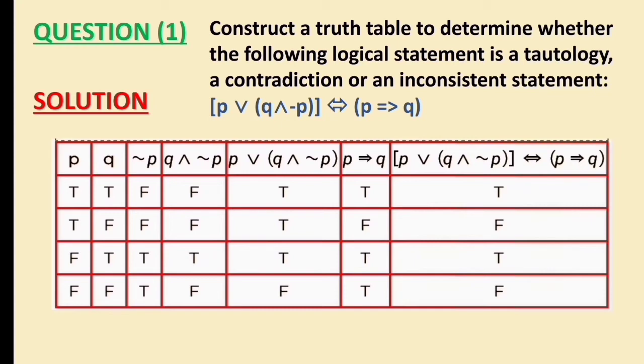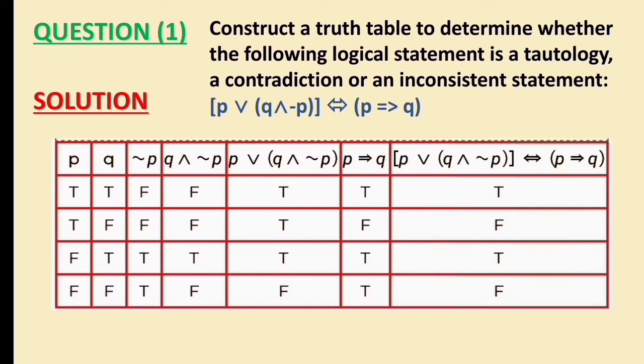From the solution, the truth table has 4 rows underneath the heading. Why are we having 4 rows? Because the question has 2 simple statements P and Q. To determine the number of rows that will be needed, we apply the formula 2 raised to the power of the number of simple statements. So for 2 simple statements in question 1, the number of rows is 2 raised to the power 2, giving us 4 rows.